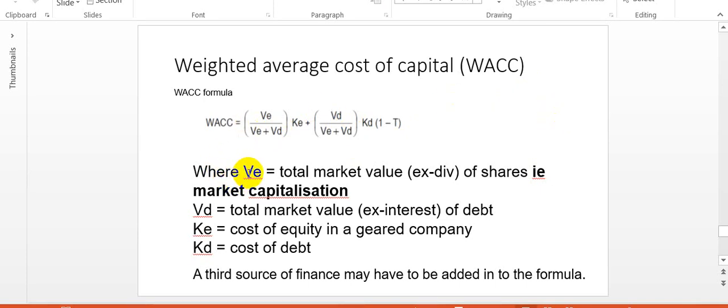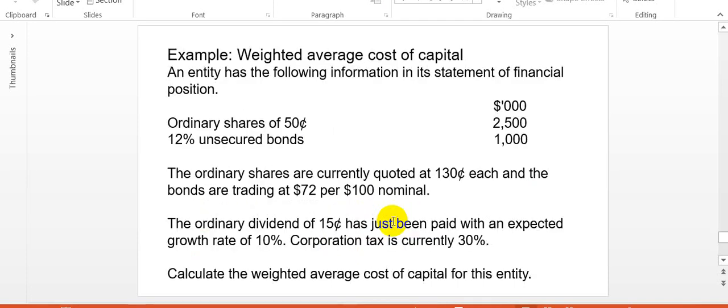Take note that the VE should be market values, ex-div. The VD should also be market values, ex-interest. Unless the question specified that you use book values, please remember you always need to use market values. We'll practice this now in the final question of our study.